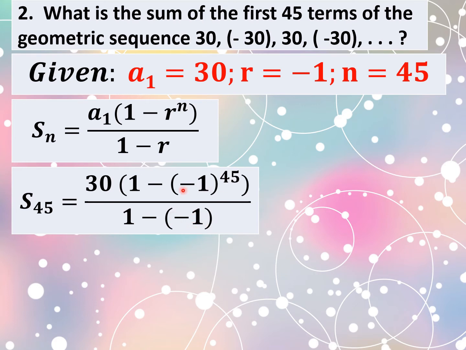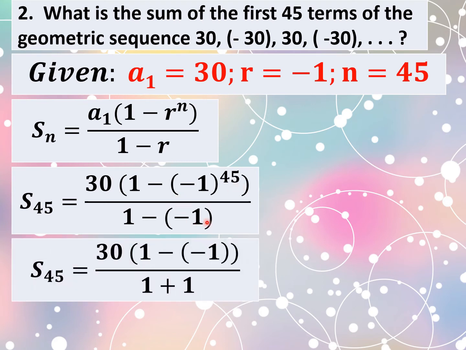Then, simplify natin yung negative 1 raised to 45. So, since yung negative 1 ay may odd number na exponent, ang magiging answer pa rin niya is negative 1. And then, we need to change the sign of the subtrahend tsaka yung operation. So, magiging positive na sila parehas. Same din dito sa denominator.